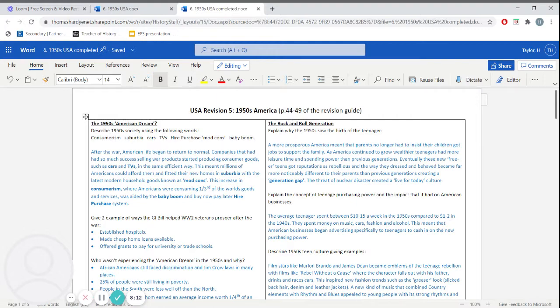As America continued to grow, wealthier teenagers had more leisure time and spending power than previous generations. Eventually, these new freer teens got reputations as rebellious, and the way they dressed and behaved became far more noticeably different to their parents and previous generations, which created what we call a generation gap.